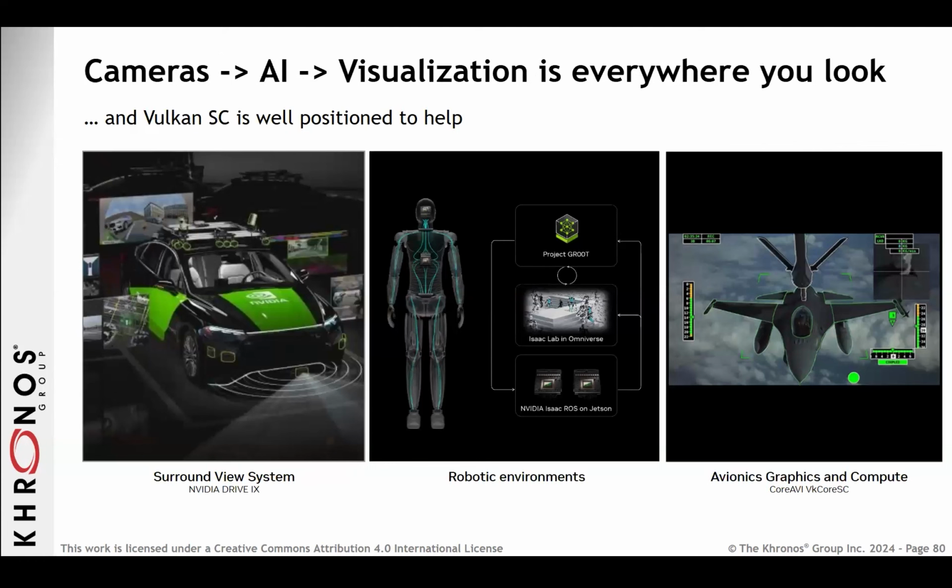So I talked about one use case, but there's a lot of places where Vulkan SC can help. On the NVIDIA Drive IX platform, we're shipping Vulkan SC for our surround view system. And then in robotic environments, Vulkan SC can help do things like reduce jank for stereo views in remote operation. And then CoreAVI has been focusing on avionic graphics and compute acceleration with their VkCoreSC product.